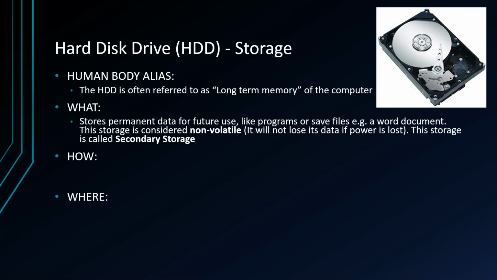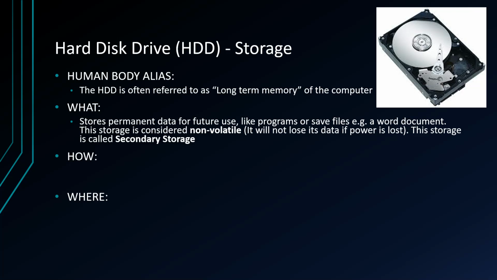So when you have a Microsoft Word file, a .docx file, what is happening here is you're working in temporary data, but whenever you hit that save button or autosave kicks in, then that information is stored permanently on your hard disk drive. So this storage is considered non-volatile.